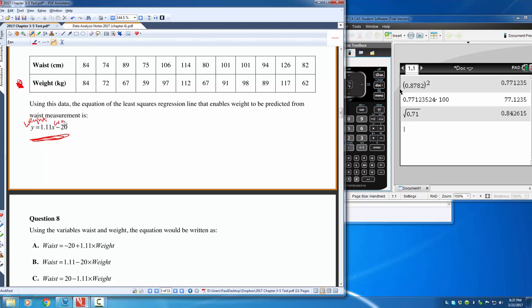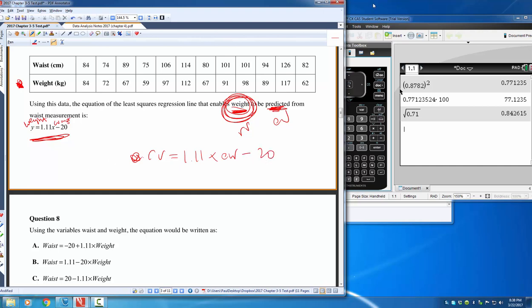And we get given the waist. Okay. Now, how did I know? Well, using this data, the equation of the least squares regression line enables weight to be predicted from waist measurement. So what we're saying is, give me a waist measurement, and I'm going to try to predict weight. Okay, that means that's the RV, that's the EV, and in an equation like this, it's the response variable equals 1.11 multiplied by the explanatory variable, take away 20.